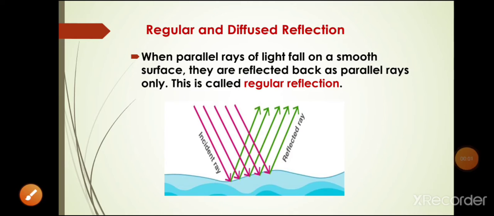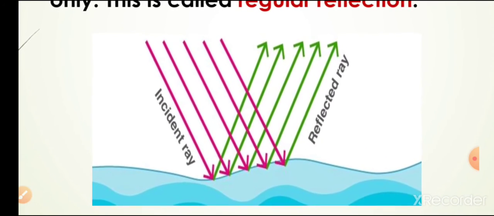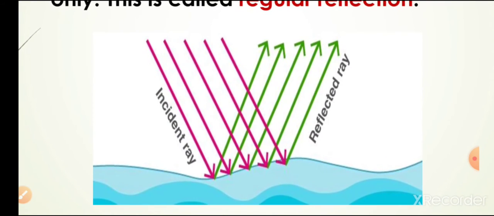Now students, next topic is regular and diffused reflection. Regular reflection means a reflection which is shown when light falls on a smooth surface such as a mirror or a highly polished surface like shiny stainless steel. In regular reflection, the light gets reflected in one particular direction. You can see here the incident ray and the reflected ray. These rays get reflected in only a particular direction.